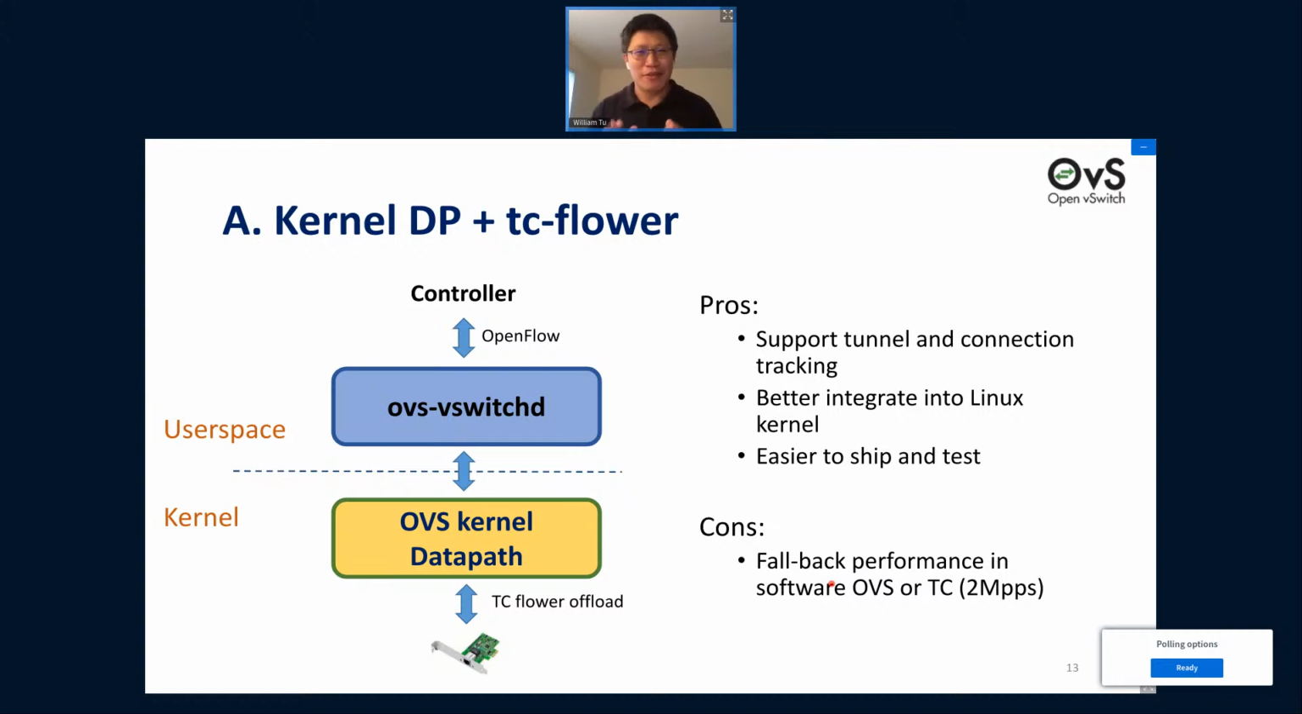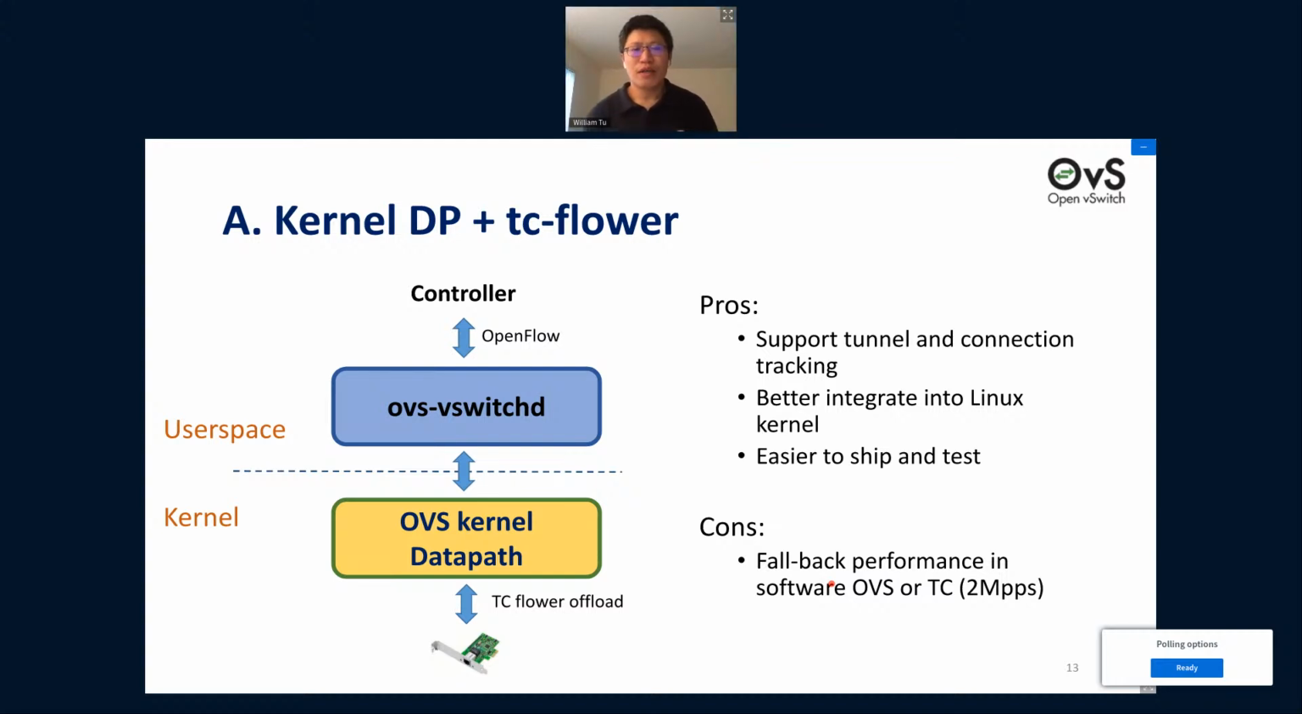One proposed solution, solution 1, is to use the kernel data path with TC Flower. People have been using this for a while. The pro is that TC Flower today has more features. It supports both tunnel and connection tracking offload into the hardware. And using TC has much better integration with the Linux kernel, because all the Linux distributions have TC support.